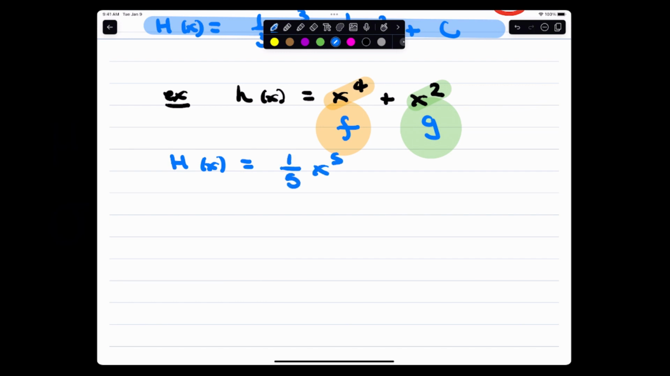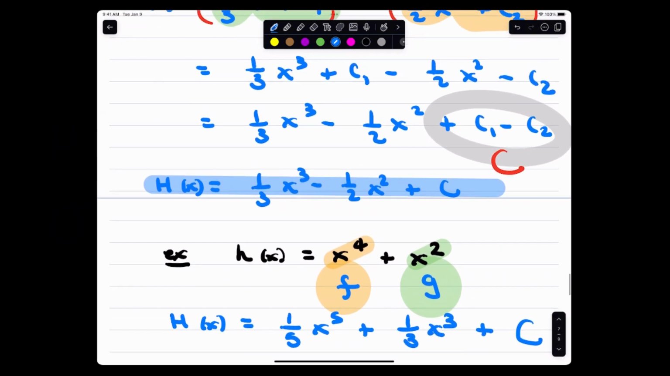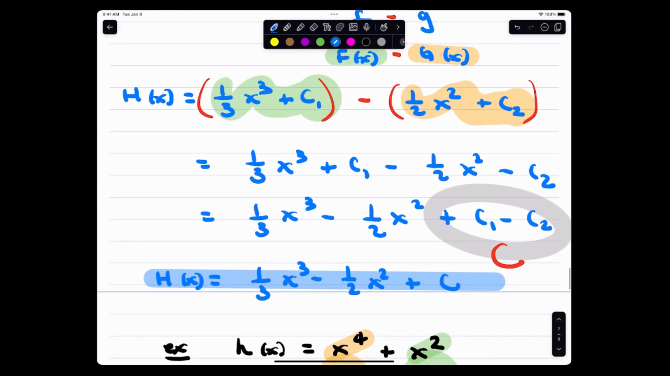The antiderivative of x to the 4th will be 1/5 x to the 5th. The antiderivative of x squared will be 1/3 x cubed, okay? And then I'm just going to put a big constant at the end. I'm not even going to bother with the C1s and C2s like you guys have seen here.